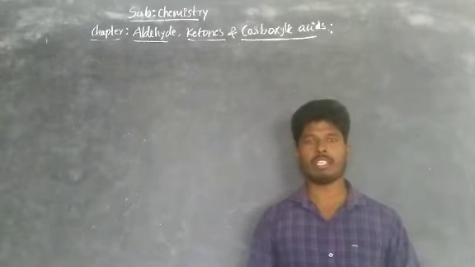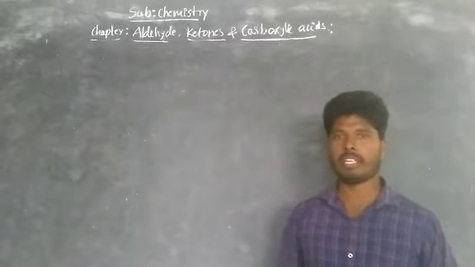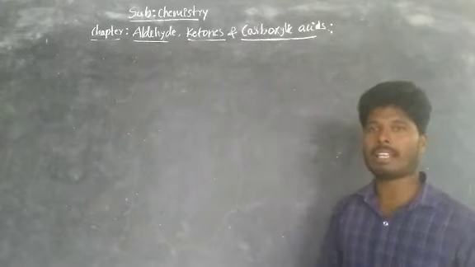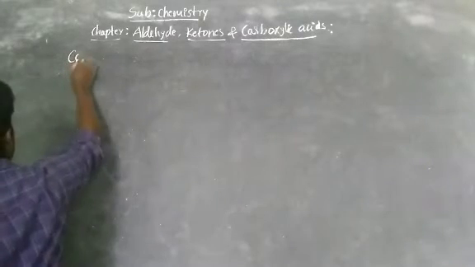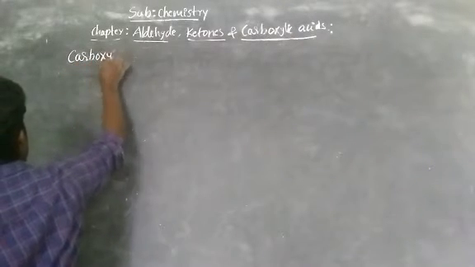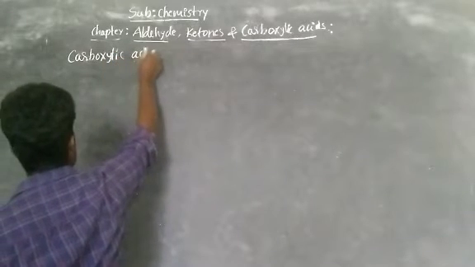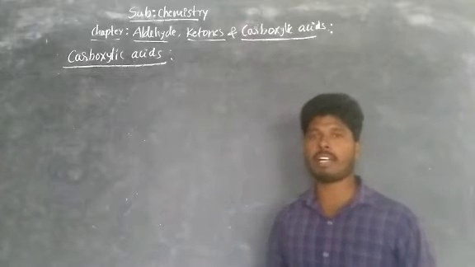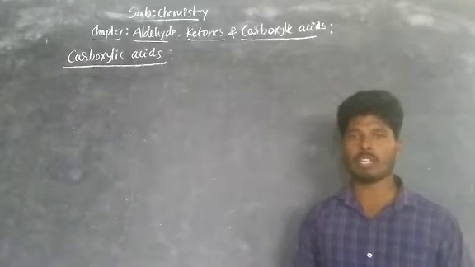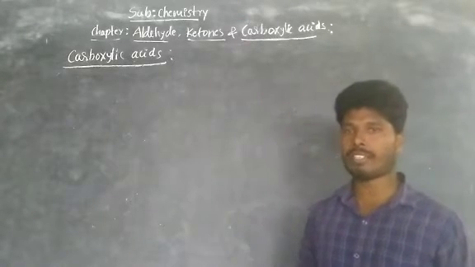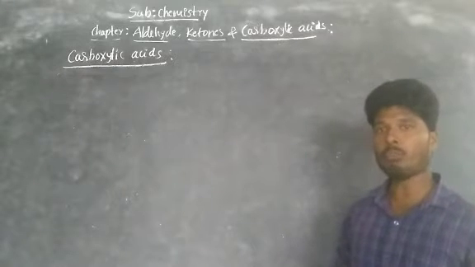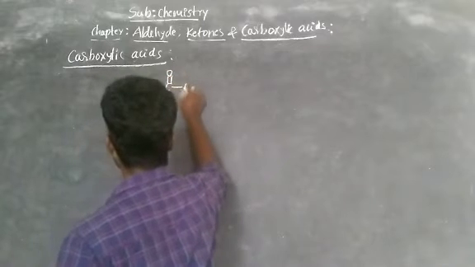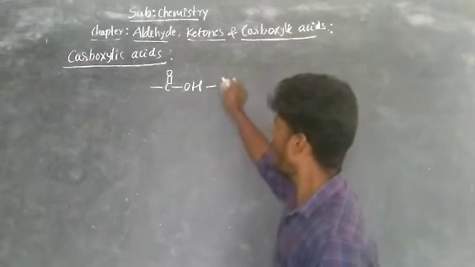Welcome to chemistry class. In this class we are going to study the last concept in carbonyl compounds, that is carboxylic acids. Carboxylic acids are the class of organic compounds in which the functional group is a carboxyl group, that is C double bond O, OH. This is the functional group.